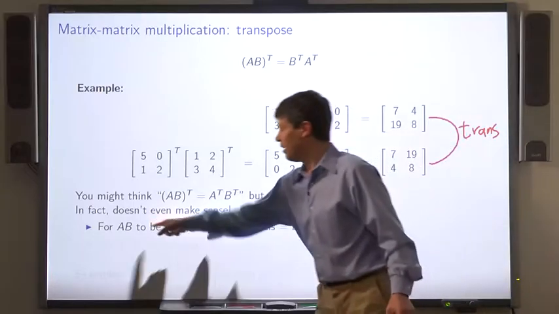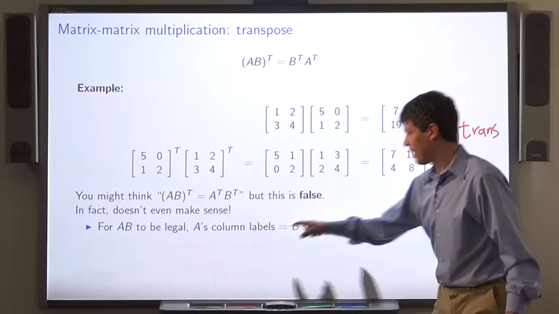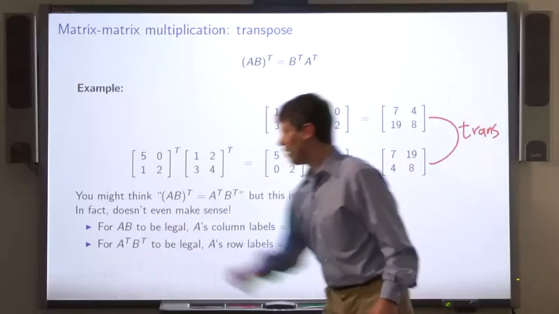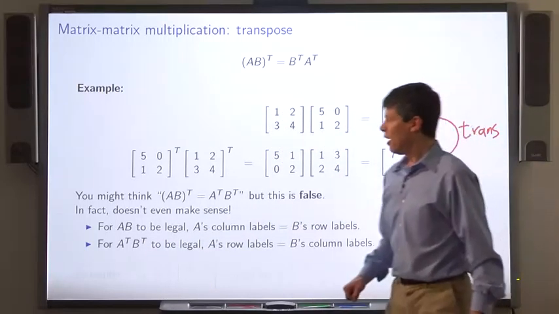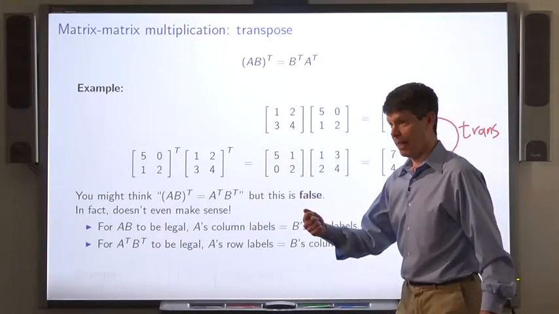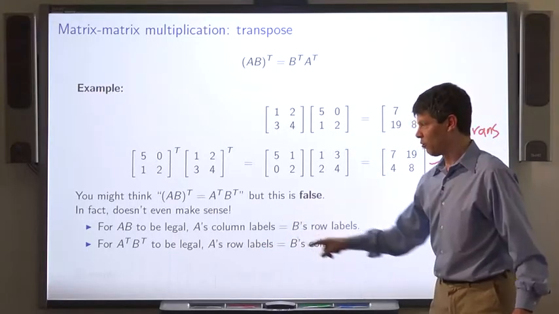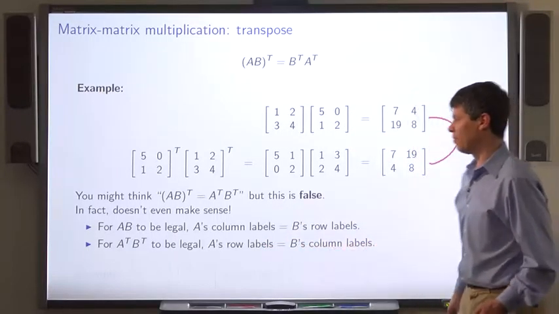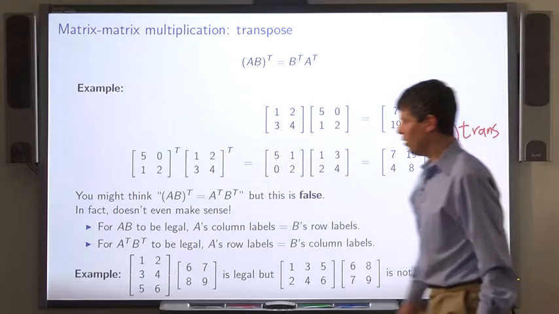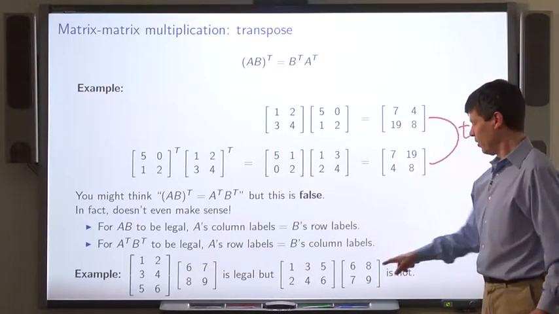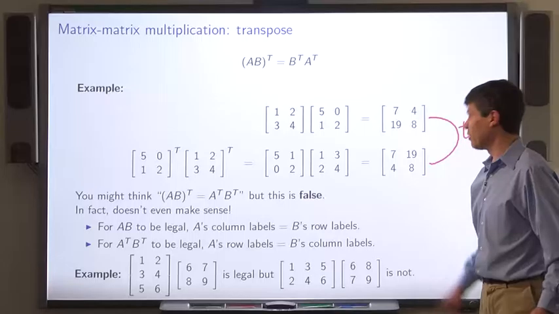For AB to be a legal product, A's column labels have to match B's row labels. For A transpose B transpose to be legal, A transpose's column labels, that is A's row labels, have to match B transpose's row labels, that is B's column labels. So, for example, this product is legal, but if you transpose them, you get an illegal product.